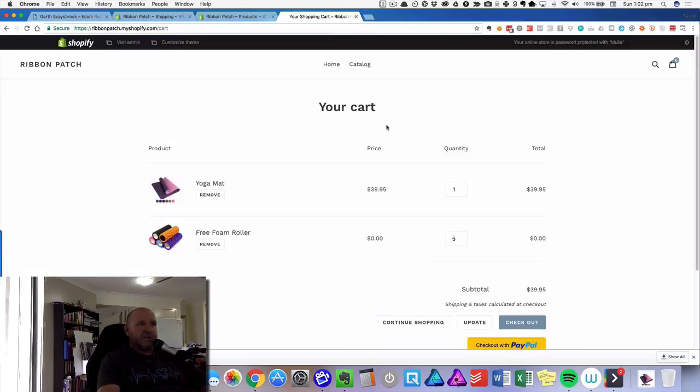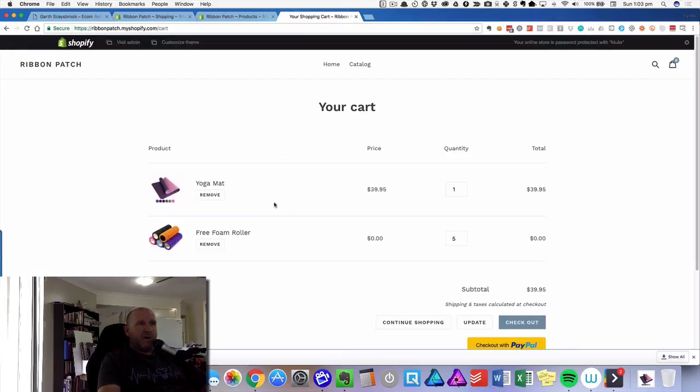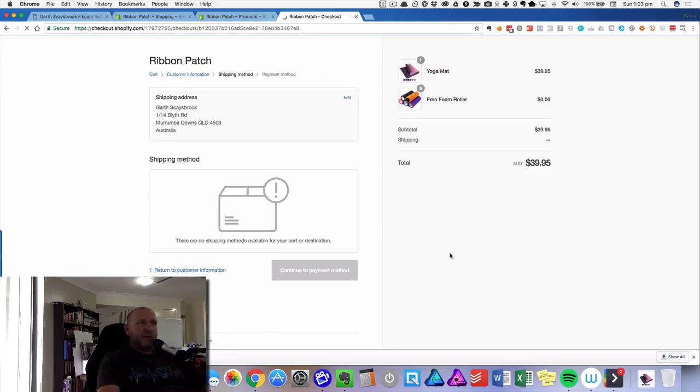And because they purchased five of those plus one yoga mat, the weight would be 5.1 pound or 5.1 kilo, which would put it over that limit of $38.95. And because it's over that amount, that's the reason why when they try and check out, they won't be able to check out because it's outside the weight range. So you'll never have anyone coming in and buying any more than what you've set up in the system. In this case, it's five.